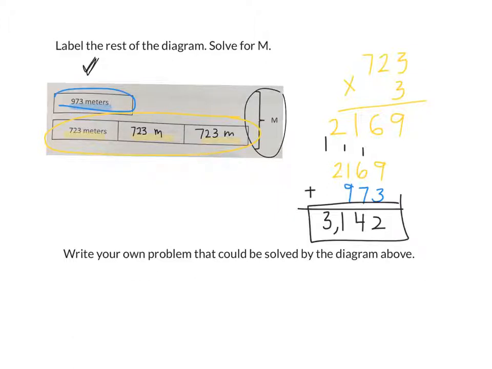Does that represent M yet? No? Maybe Anshul ran 723 meters 3 days in a row. Right? And then what question would show M? How much did Anushka and Anshul run all together? Does that make sense?